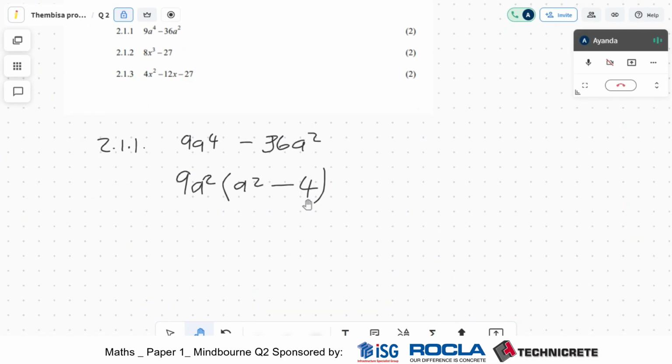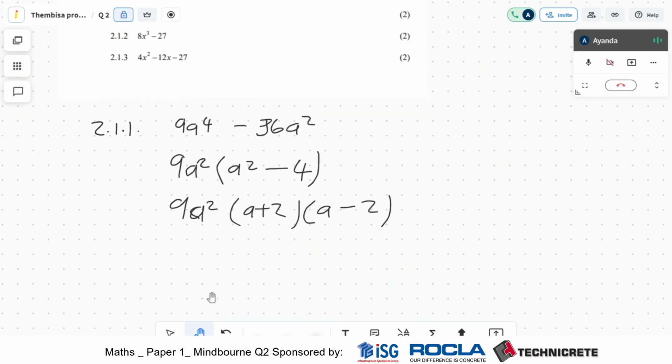We know that a squared minus 4 is the difference of two squares, so we can simplify this even further. We'll have 9a squared times a plus 2 times a minus 2. And that's it. For 2.1.2, we have 8x cubed minus 27. So how are we going to do this one?